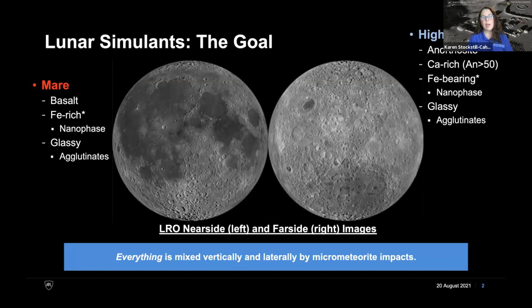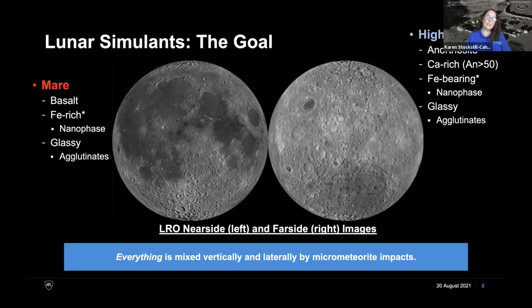We also have Highland simulants, and these are dominantly anorthosite. That's a plagioclase rich rock, and in particular, the plagioclase is the anorthite end member. So they're pretty calcium rich. They also are iron bearing, especially the ferroan anorthosites. And so they have a lot of space weathering nanophase iron as well. And they, of course, have agglutinates.